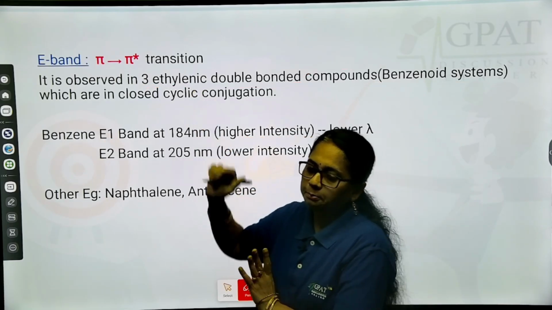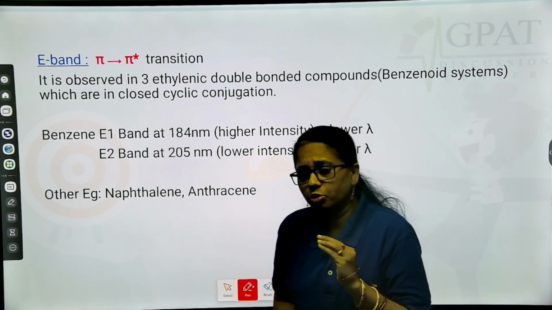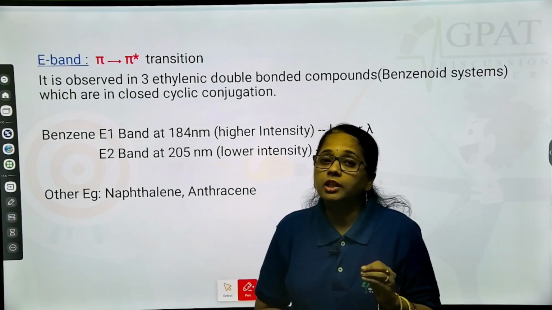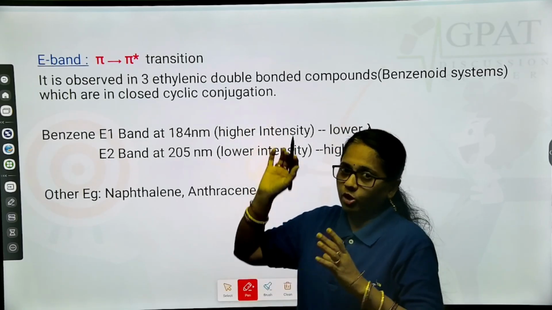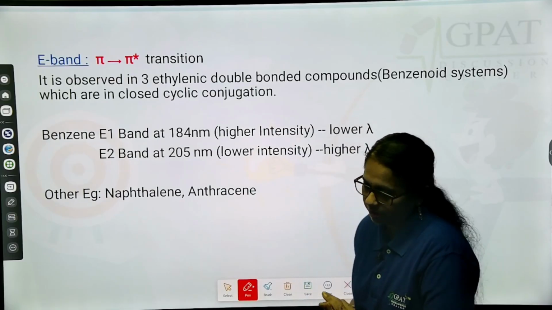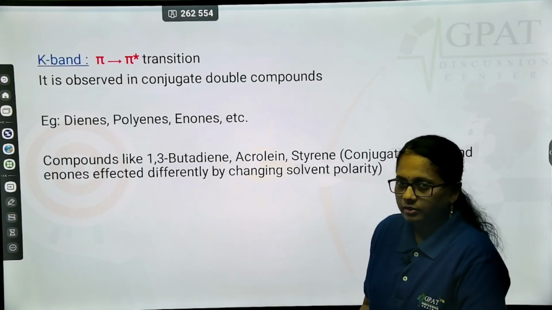These are due to the pi to pi star transitions only, but here blindly you can remember that where you are going to observe the conjugation and three ethylenic double bonds are present, then definitely you are going to see these E absorption bands. Okay, now let us move to another absorption band.